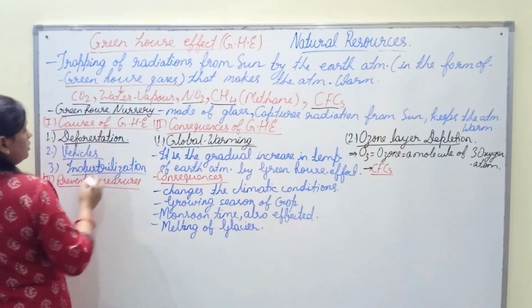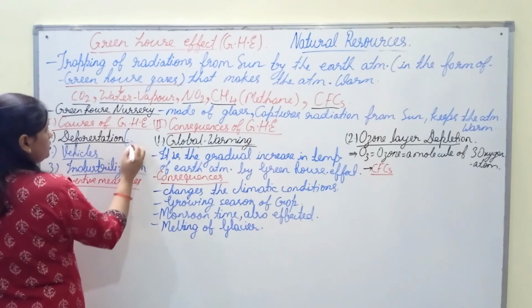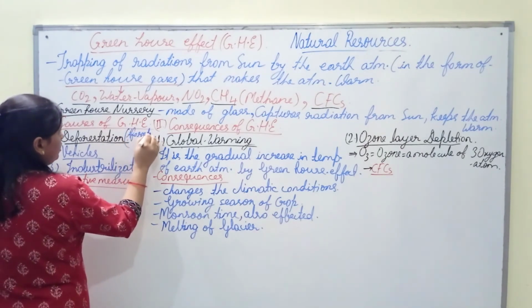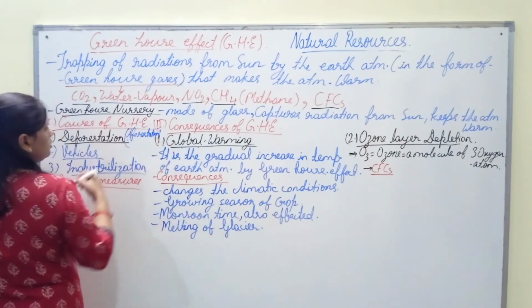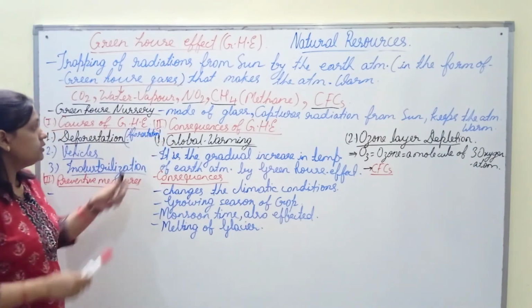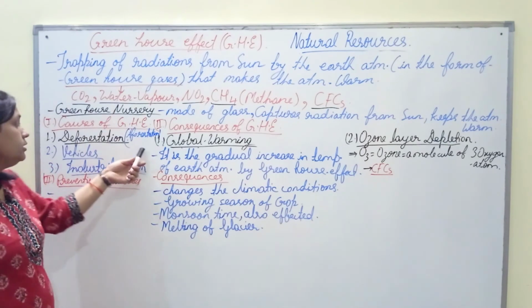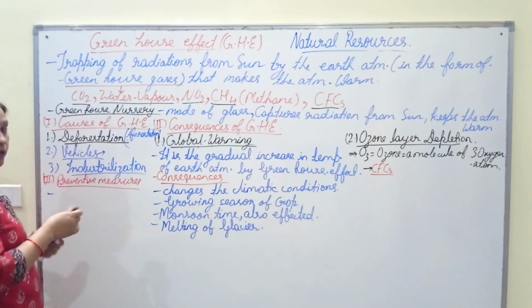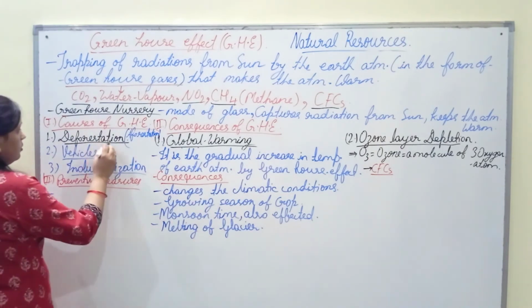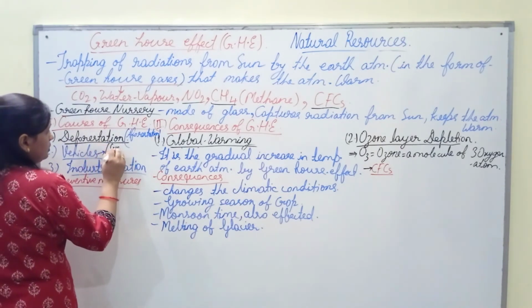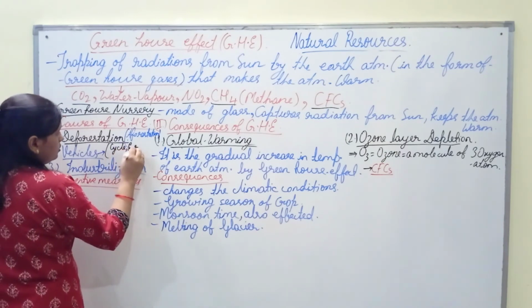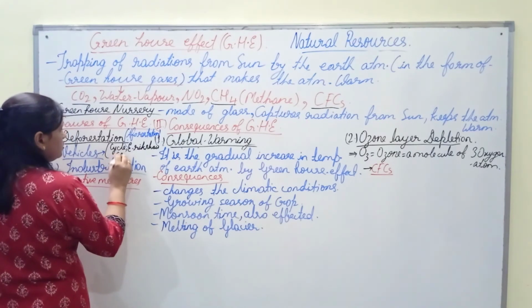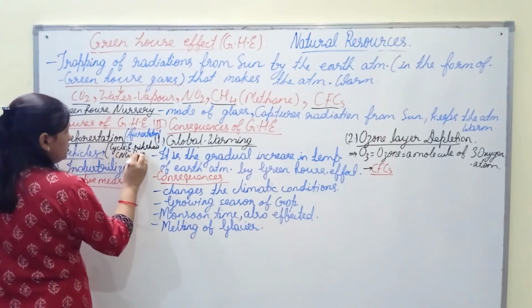So here deforestation is replaced by afforestation. That means growing more and more plants can decrease the percentage of carbon dioxide in the atmosphere. Vehicles should be replaced by cycles. We should use cycles, e-rickshaws, and CNG buses.